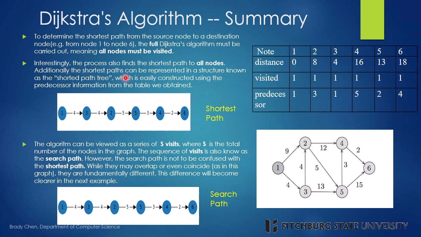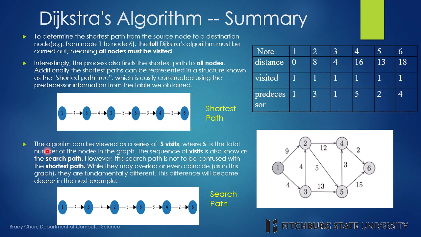Additionally, the shortest paths can be viewed as a structure known as a shortest path tree. I'm sure you know the tree structure, which is easily constructed using the predecessor information from the table obtained. You can easily construct a tree by drawing this. In this example it's not so interesting, because it has only one branch, not even a branch, just all connected. Some other graphs may form a tree structure with branches in all directions.